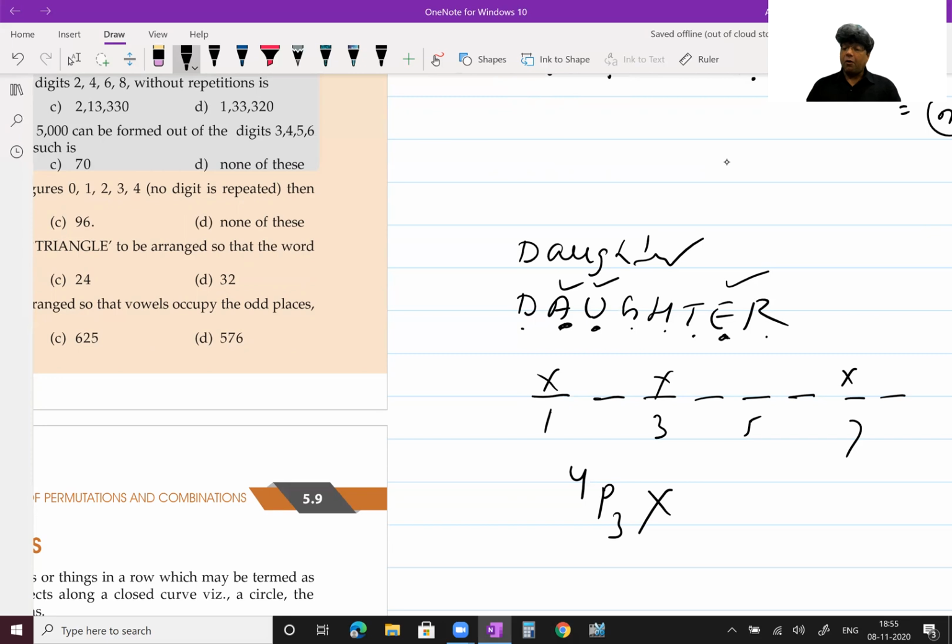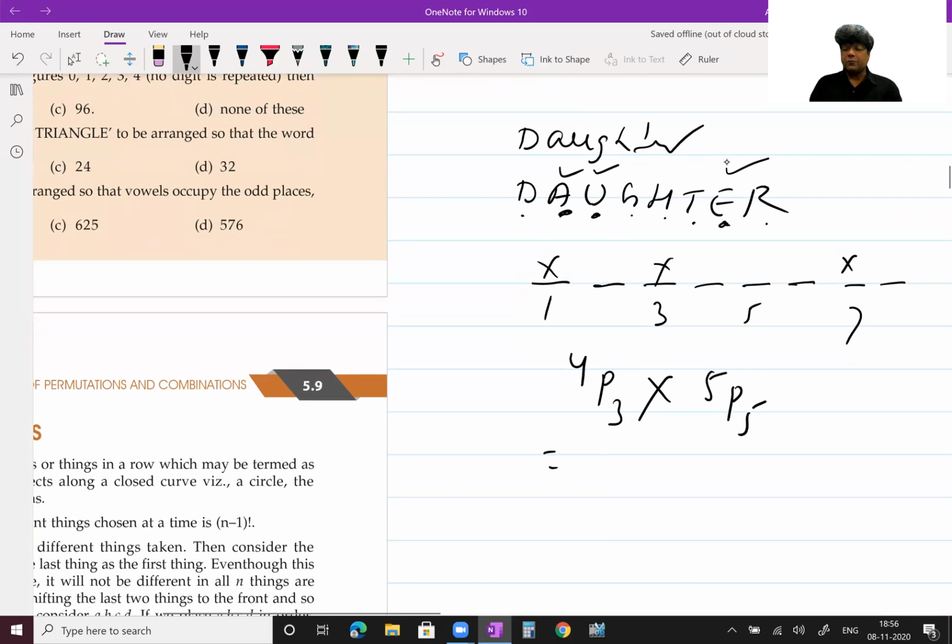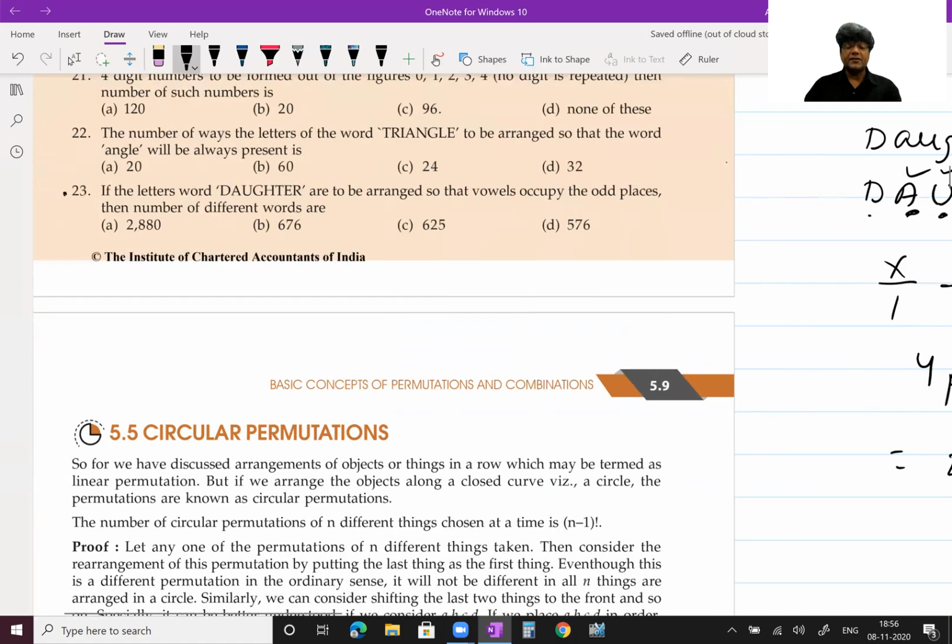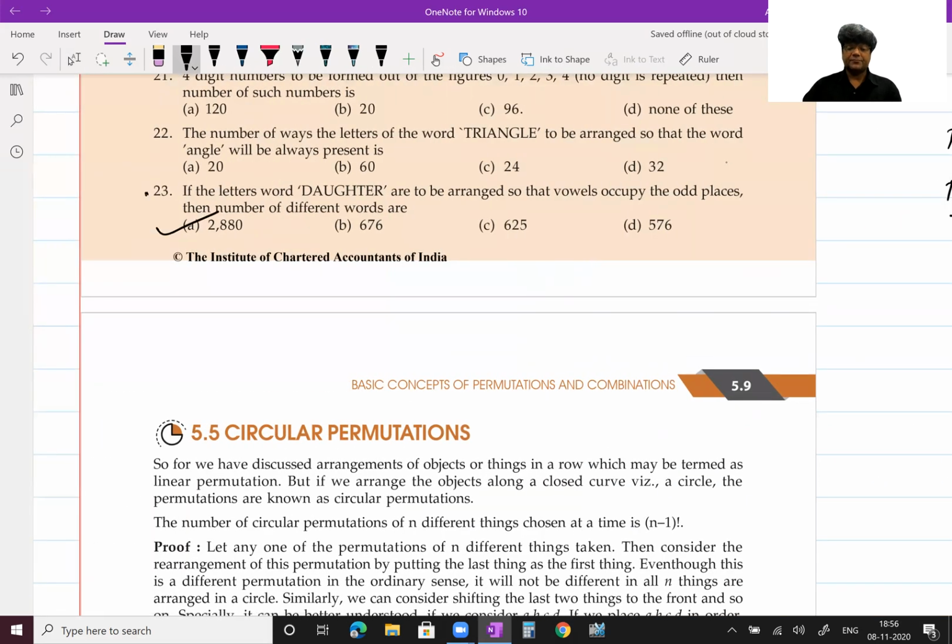No problem. All remaining places will be occupied by all remaining consonants. How many consonants are remaining? 5. All are different: D, G, H, T, R. So 5 places for 5 consonants, in how many ways? 5P5 ways. That is equal to 4P3, 24, times 5P5, 120, which is 2880. That is option A.